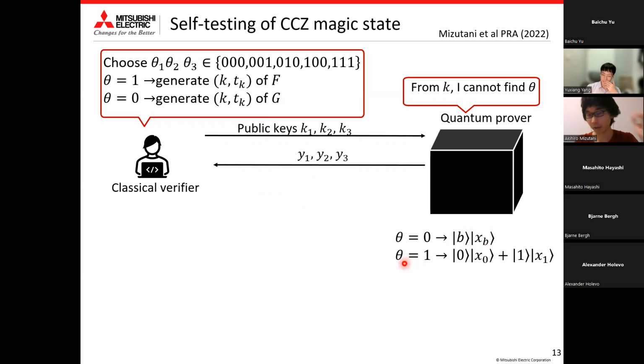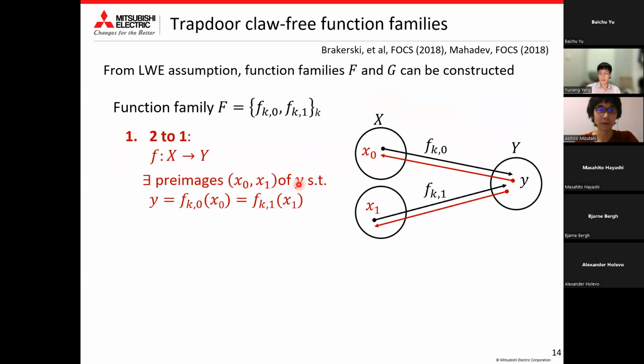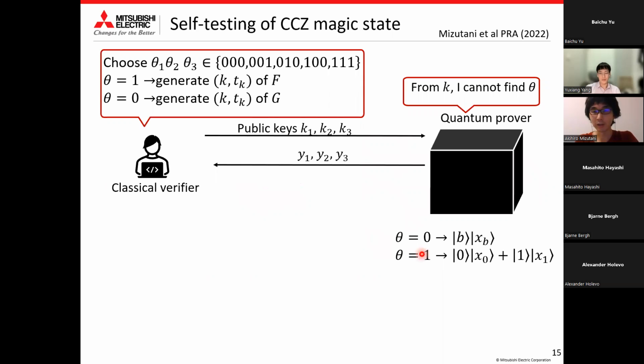On the other hand, if theta is 1, the verifier uses the function family F. And recall that the function family F is a 2-to-1 function. So given the image phi, there exist 2 preimages, X0 and X1. So this is the reason why we obtain this superposed state. So X0 and X1 output the Y.